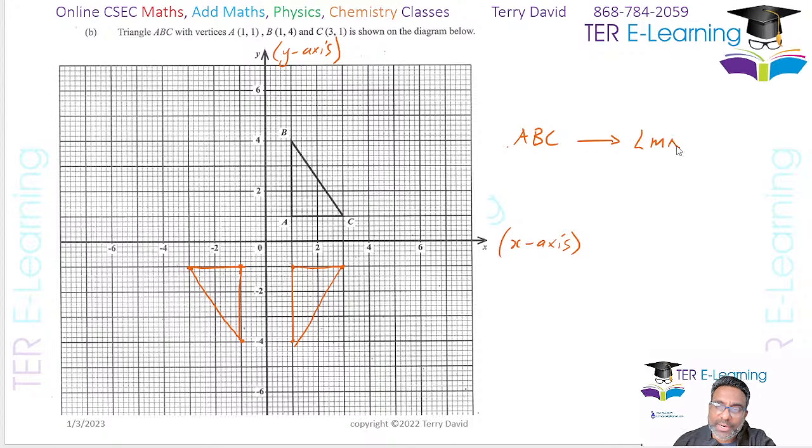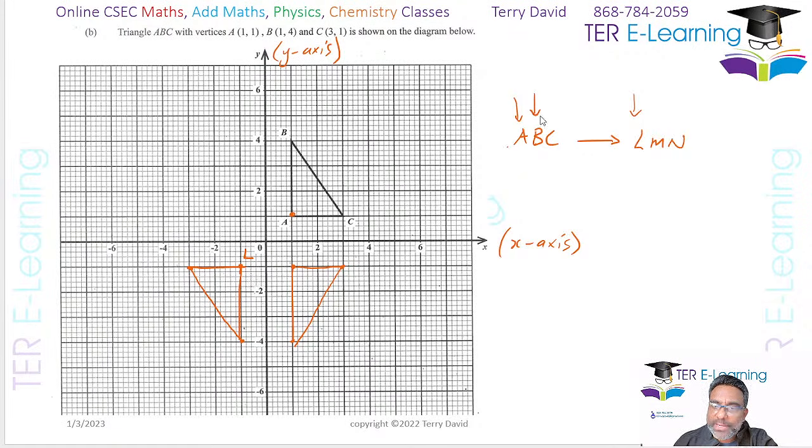So you need to label the triangle properly. There's a mistake that some students make. A is actually mapped onto L, right? Now, watch where A was. A was originally here, then it moved to this, and then it moved to this. So therefore, this here is L, right?